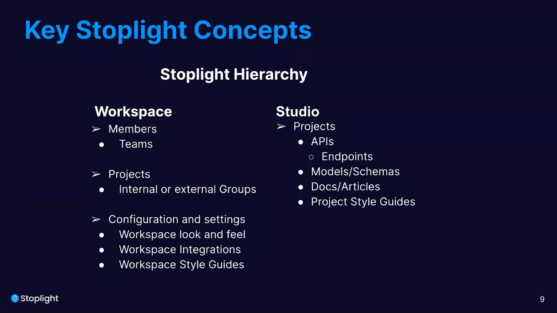So now that we've reviewed how Stoplight can enhance your API development processes, let's take a minute to review some key concepts to understand within Stoplight, namely the Stoplight hierarchy and the two main user interfaces that you will encounter. Within Stoplight, you have your workspace and studio interfaces. Your hierarchy begins with your workspace. Within your workspace, you'll establish your look and feel, as well as setting up your integrations with your Git repos and SSO options. You'll also create and manage your members and projects within your workspace interface.